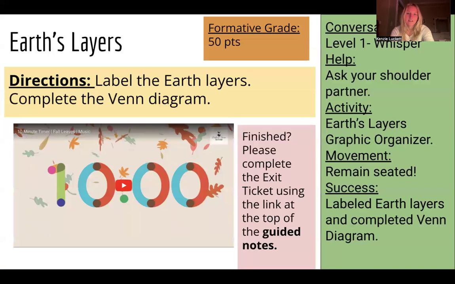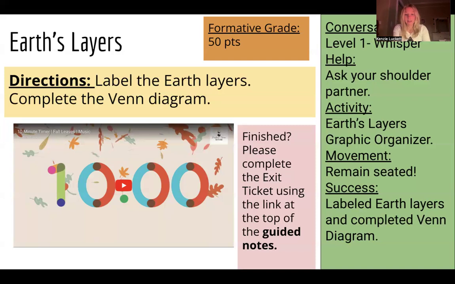Okay, so this is your assignment for Earth's layers. This is the Earth's layers graphic organizer activity on your OneNote. So you're going to label the Earth's layers and you're going to complete the Venn diagram afterwards. So you'll see a picture of the Earth. It will look much like Ben's picture that was on your notes. And one side will be designated to filling out the compositional layers, and then one side will be designated to filling out the mechanical or physical layers.